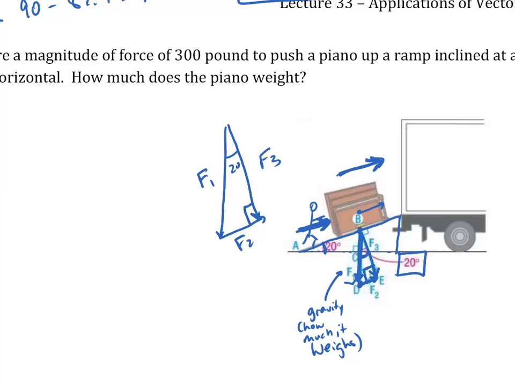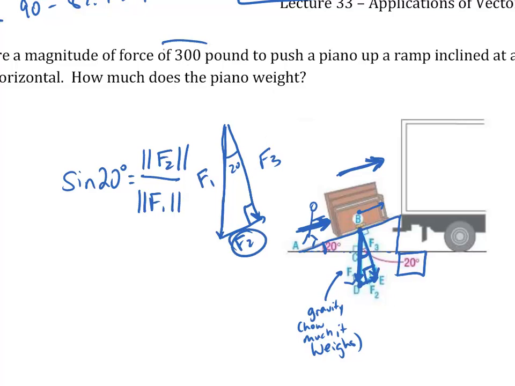This is a triangle. Then we know that the sine of 20 degrees would be equal to the magnitude of F2, which is the opposite over the hypotenuse, which is the long side, F1. Now, why did I choose sine? Well, I know this value because they told it to me up here: it is 300. I also know the angle, and the question is, how much does the piano weigh? So we're trying to find the gravity. We want to know this one.